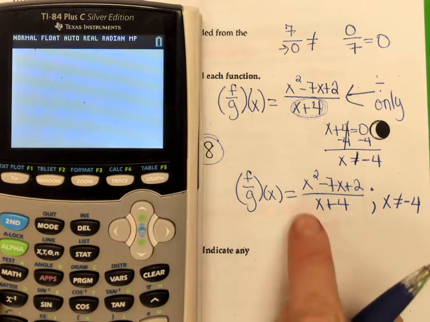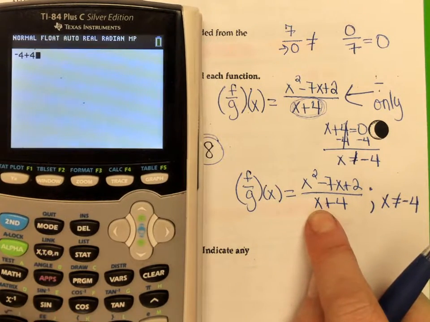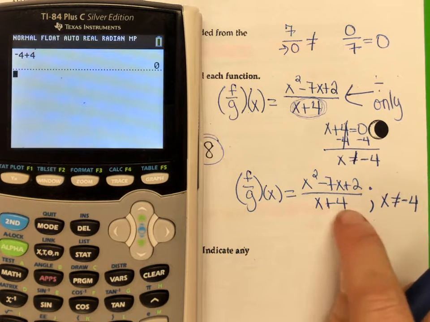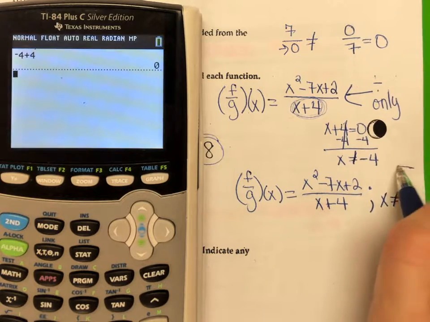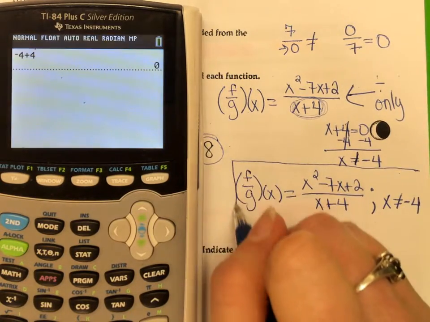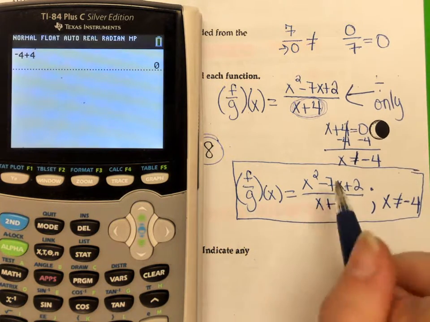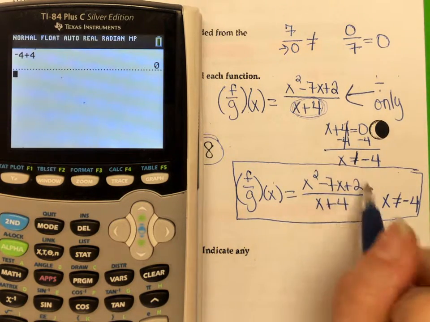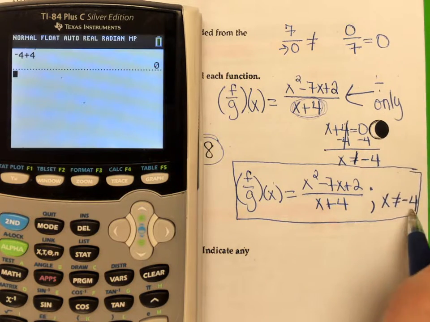Because what would happen if I plugged in negative 4? What's negative 4 plus 4? How much is that? That's 0. That makes the bottom equal 0. And you cannot have the bottom equal 0. So this whole monstrosity of an answer is what you circle, okay? The whole thing. This is your function. And this cannot happen right here. X cannot be negative 4.